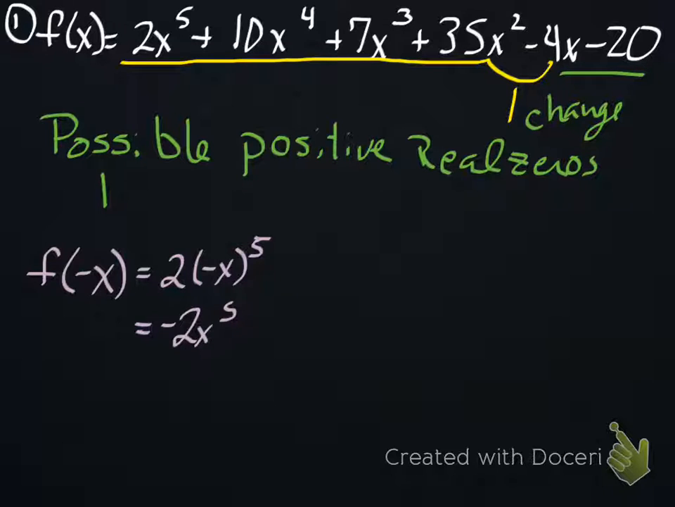And we're going to kind of talk through each one of these as we hit it. So 10, and we're plugging in a negative x to each one of these where there was an x before. So if I'm taking negative x and I'm raising it to the 4th, negative 1 times negative 1 times negative 1 times negative 1 is positive 1. So it'll be positive.